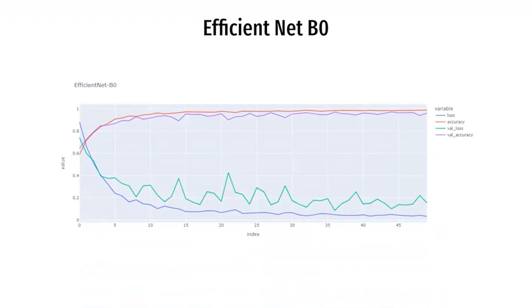In the next slide, we can observe our result, which is the graphical form of our result, which shows that the EfficientNet model achieved the highest validation accuracy of 97.03% in our dataset.